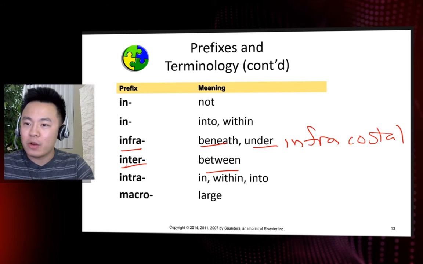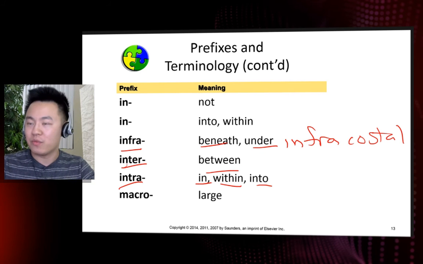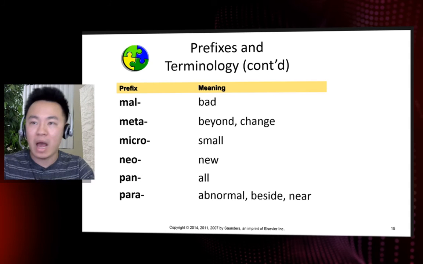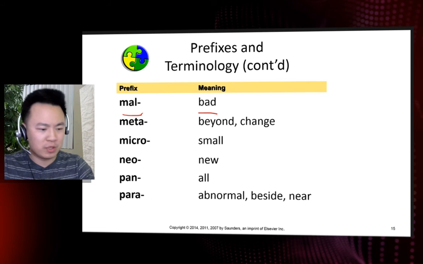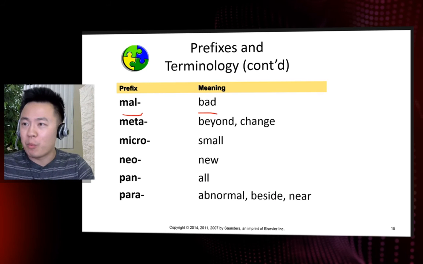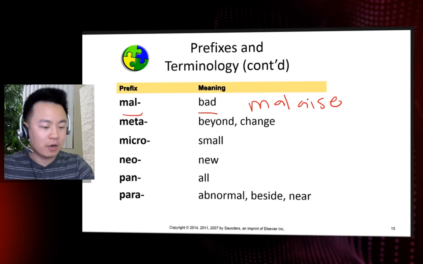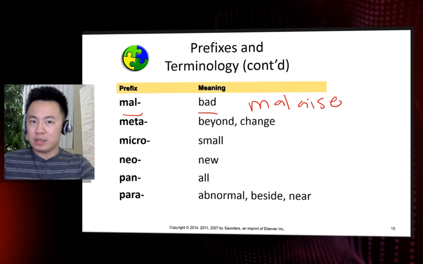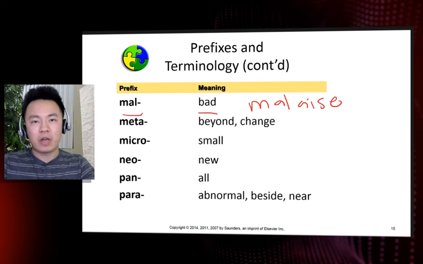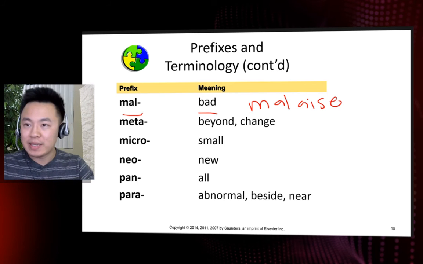We also have here intra, which means in, within, or into. Let's go on to the next slide. We've got some other ones here. Mal. Mal here means bad, after the Spanish mal, which means very bad. For example, malaise. Malaise here is a vague feeling of bodily discomfort. As you can see here, bodily discomfort is kind of not very good.